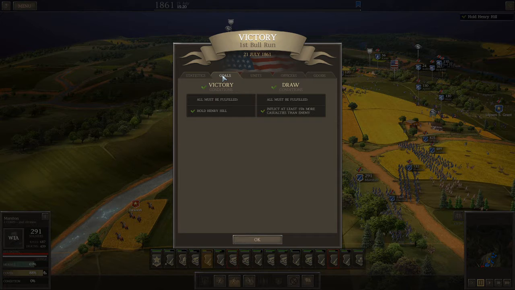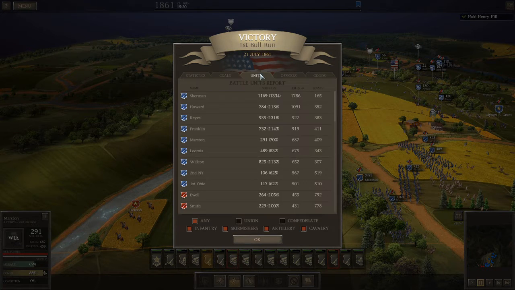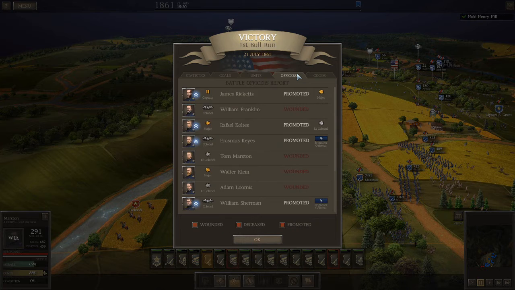Or more than the enemy. Oh. Hold Henry Hill for victory. Yeah. That's all the units. We're not going to go through that right now. As for this, battle officer report.